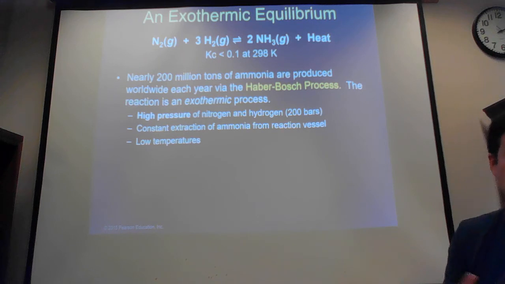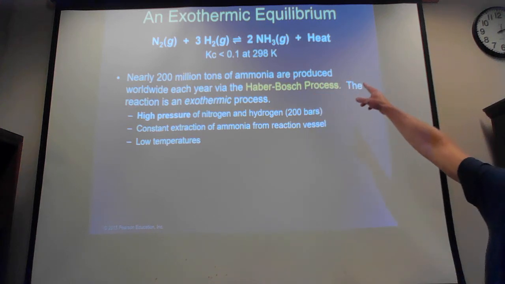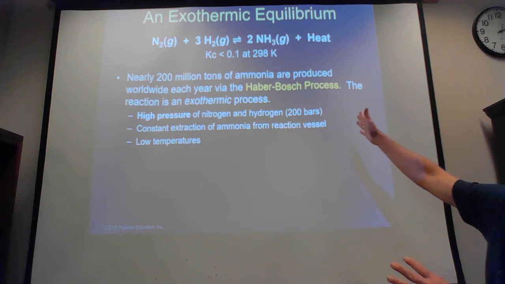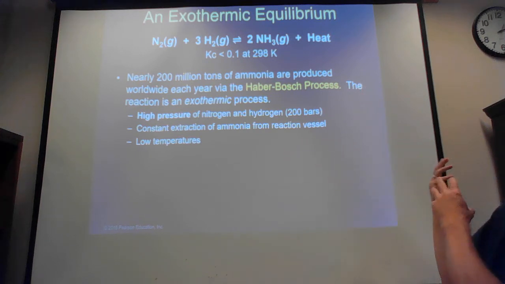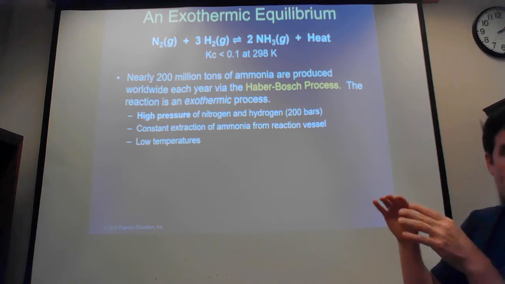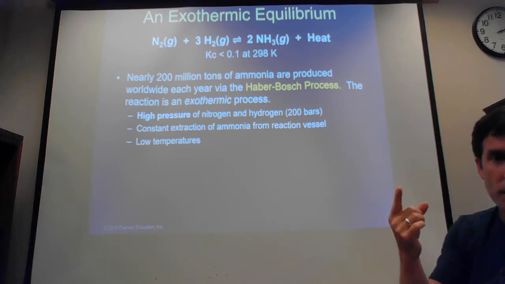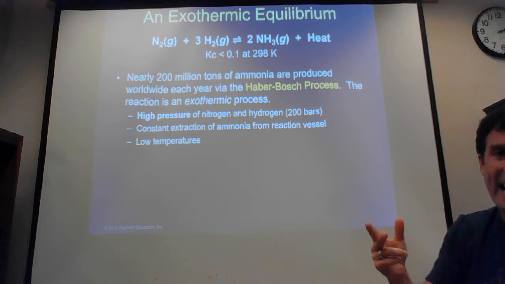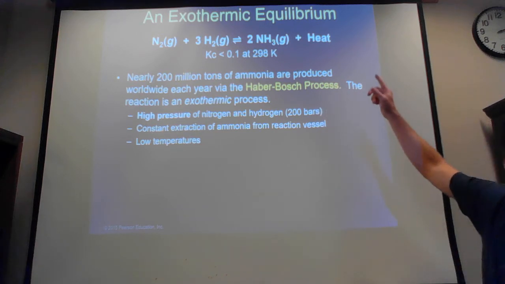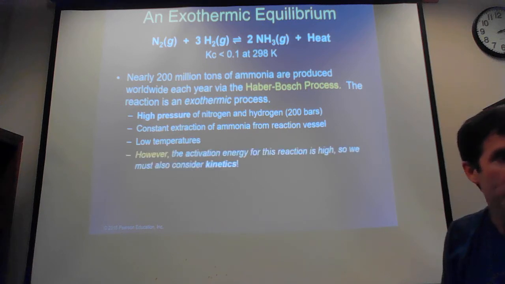Now, we do cool it down to get the ammonia out, but there's another reason. Since the reaction's exothermic, when we remove heat, that's another factor that's going to shift the equilibrium to the right and increase the amount of ammonia that's formed. So by lowering the temperature, it allows me to remove the ammonia because it puts it as a liquid, and it shifts it to the right because of the heat being a product of the reaction. Now we do have an issue though.